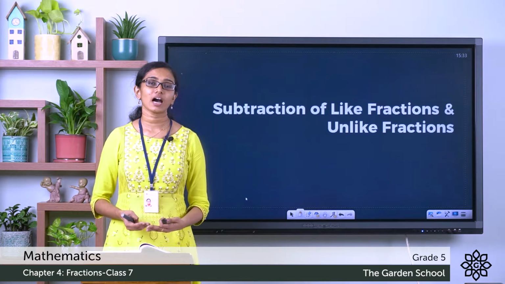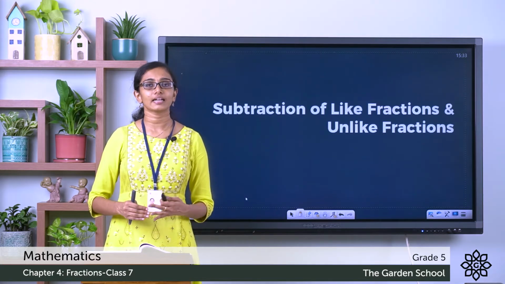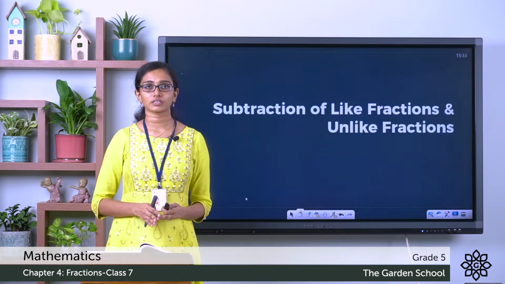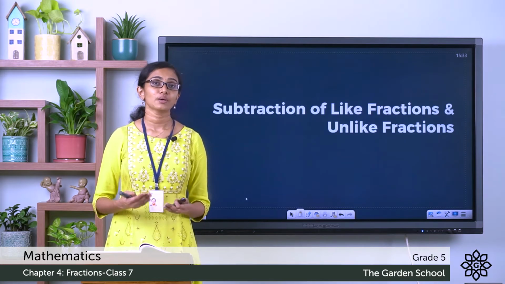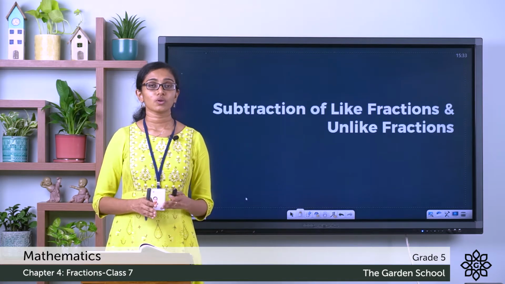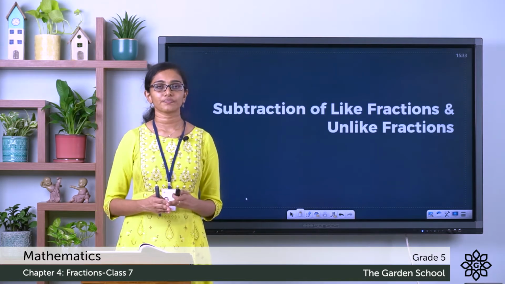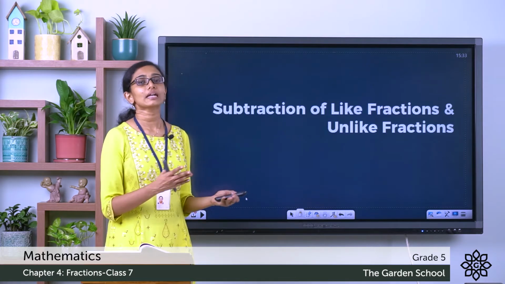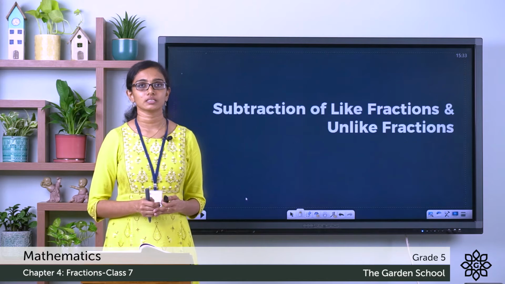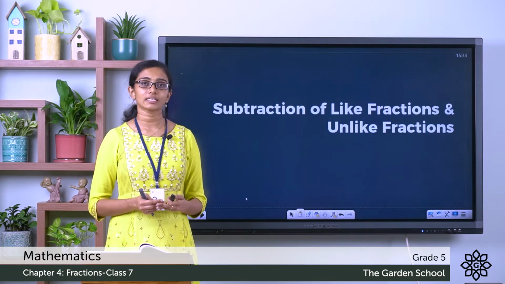Today, let's learn how we can subtract like and unlike fractions. Let's first see the case of like fractions. So what are like fractions? Fractions which have the same denominator. So how do we subtract like fractions? Let's see. To subtract one like fraction from the other, we just have to subtract the numerators. Why? Because the denominators are the same.